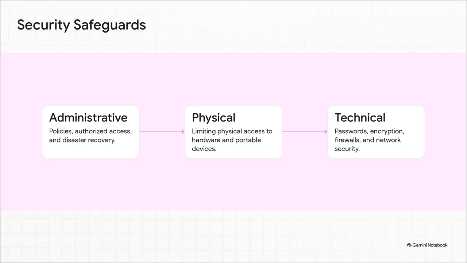This is the human element, folks. Training staff, establishing clear policies for authorized access, and having a solid disaster recovery plan in place. Step 2, physical safeguards. This literally means limiting physical access. We're talking keeping unauthorized eyes off screens in high-traffic areas, utilizing locking doors, and strictly securing portable devices so a laptop isn't just stolen out of the backseat of a car.